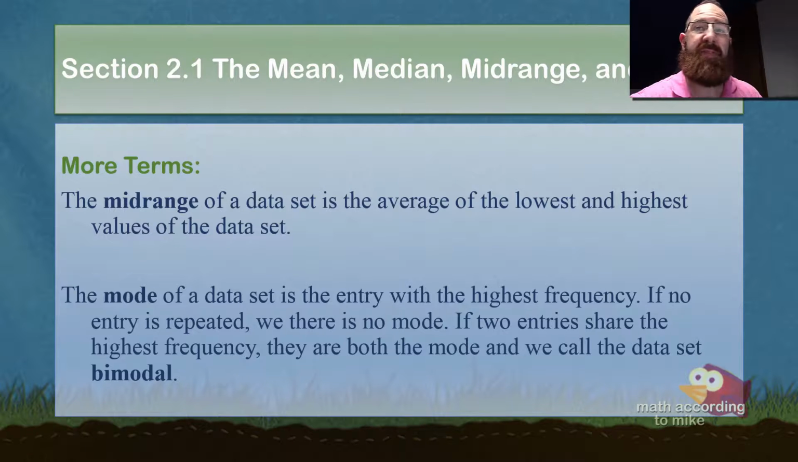Also for that same set, we did have a mode. The number 73 appeared twice. So 73 would have been the mode. You'll always have a mid-range. Mode, again, you don't have to have a mode.